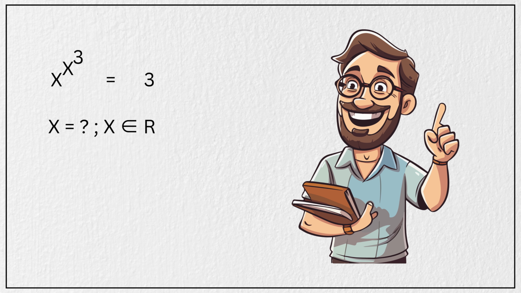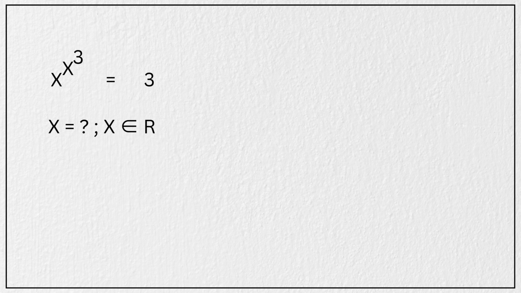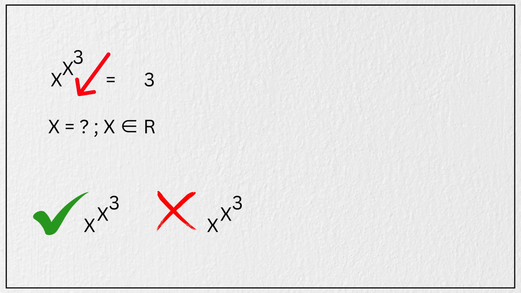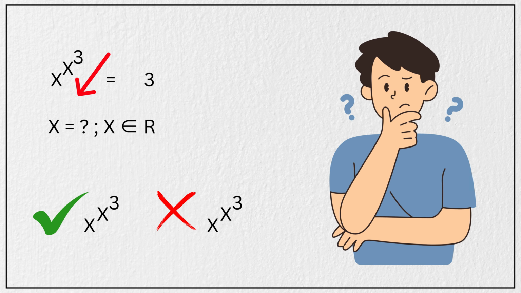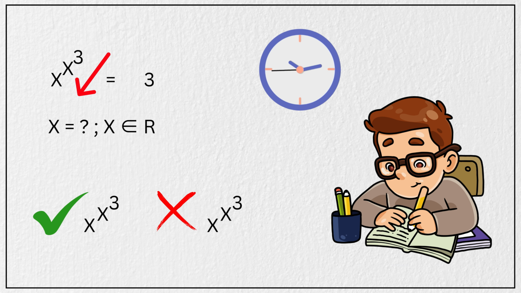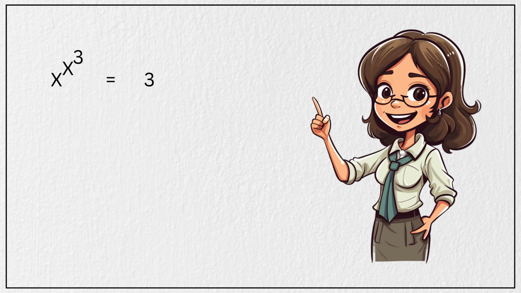Now, whenever we see exponents stacked like this, we must be careful. The rule is to evaluate them from the top down. That means x to the power of x cubed, and not the other way around. Now you can pause and take a moment to think about it. Alright, let us solve it step by step.